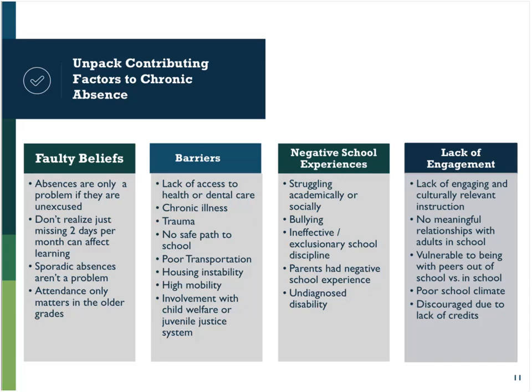It can be about negative school experiences like bullying or ineffective disciplinary policies. And finally, we think about lack of engagement, like no meaningful relationships with adults in schools or lack of engaging and culturally relevant instruction. For climate in particular, we think that lack of engagement and negative school experiences may be really indicative of issues with school climate.